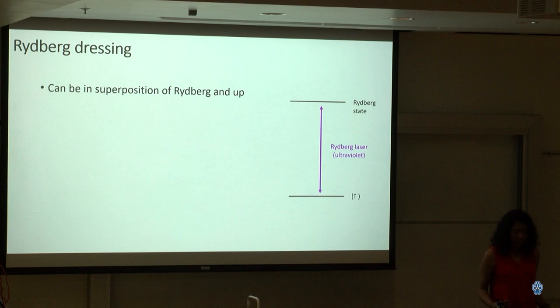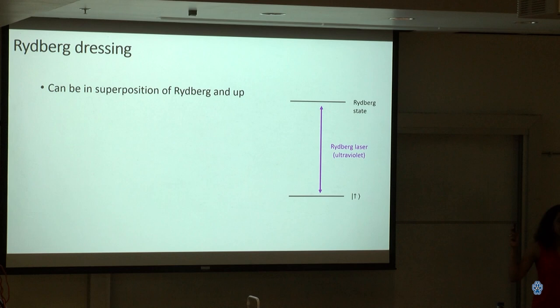Instead of exciting an atom from, say, the up state all the way up directly to a Rydberg state, we're going to put our atoms in a superposition of Rydberg and up. And it's not going to be an equal superposition. It's going to be mostly the up state, which is the ground state, mixed with a tiny, tiny little bit of the Rydberg state. And that's something that we can control using our excitation laser.